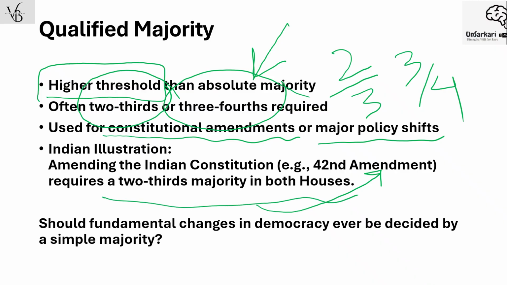So my question to you is, should fundamental changes in democracy be decided by simple majority? What fundamental changes means is a very, very broad term, but since you are reading a lot, you must be able to understand. Should fundamental changes in democracy ever be decided by simple majority? Why or why not? Just elaborate your answer.